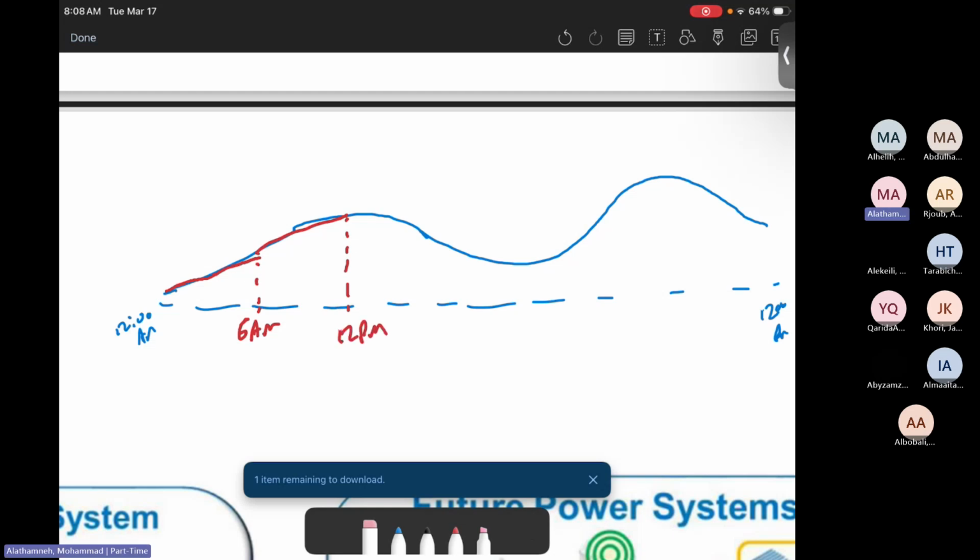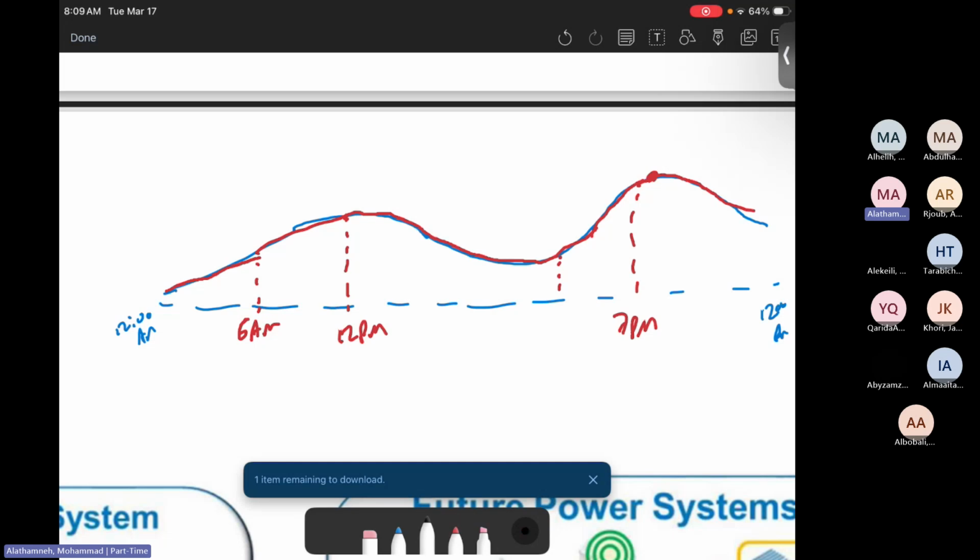Then people start leaving work and going back home. While they're going back home, the load will be low. Then when they reach home, the load will be high. Then after about 7 p.m., at sunset, it will reach the peak. Then people start sleeping, and it will be low. That's the load curve.